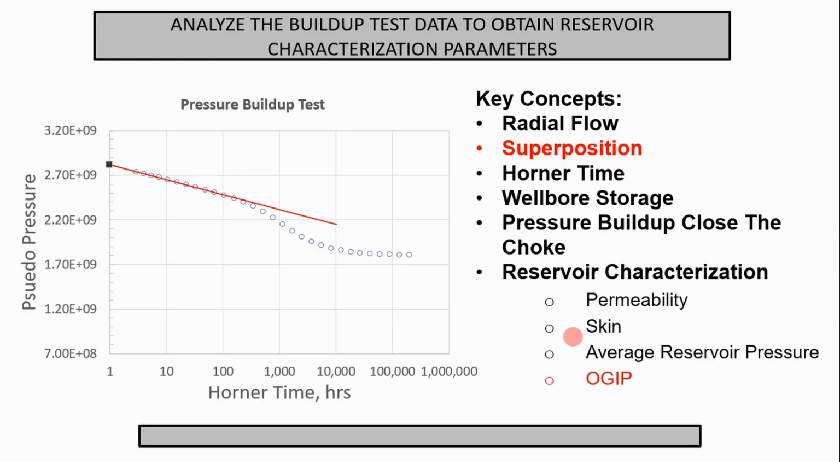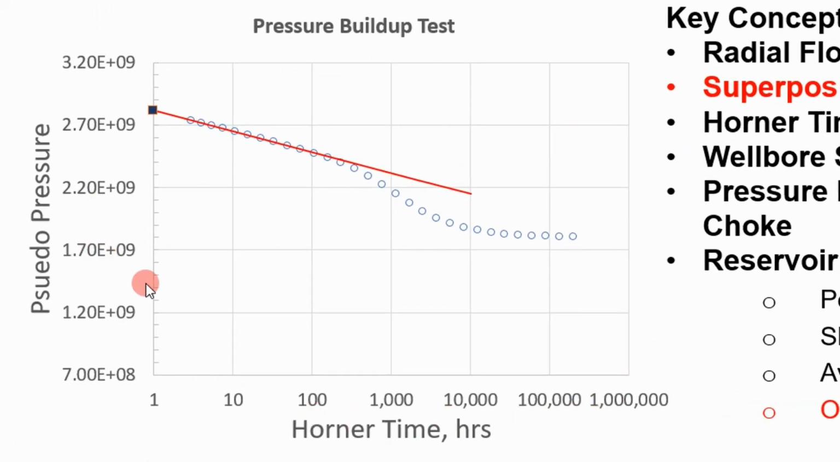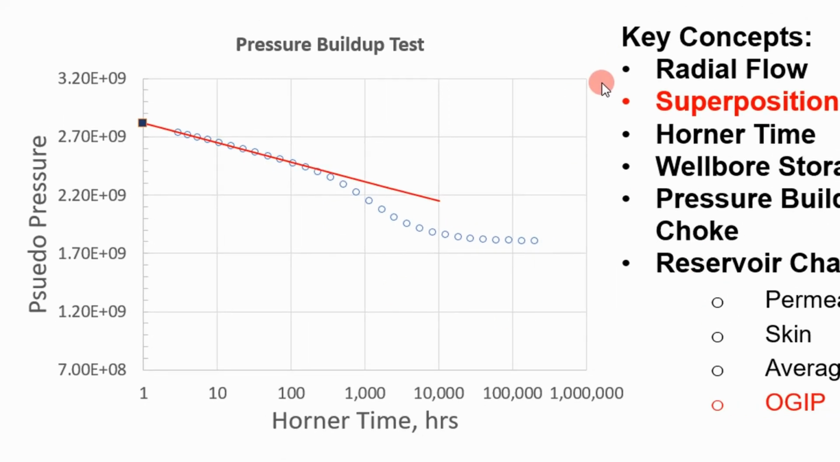Today we're going to look at pressure buildup test data to obtain reservoir characterization parameters for a gas well. So this shows you a plot of a pressure buildup test. You have pseudopressure on your y-axis because we're looking at gases, and you have this quantity defined as Horner time on the x-axis, and we're going to cover that in the upcoming slides. But essentially it's the same concept as a drawdown. You fit a straight line to your straight line portion, and from this straight line you can get reservoir characterization parameters.